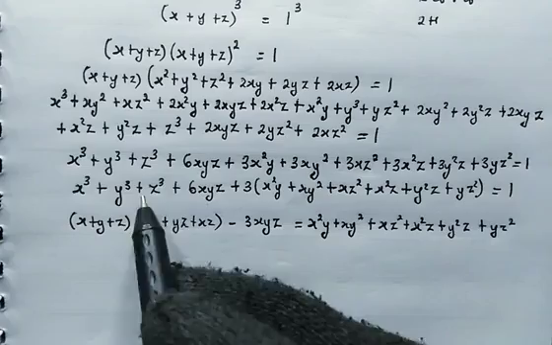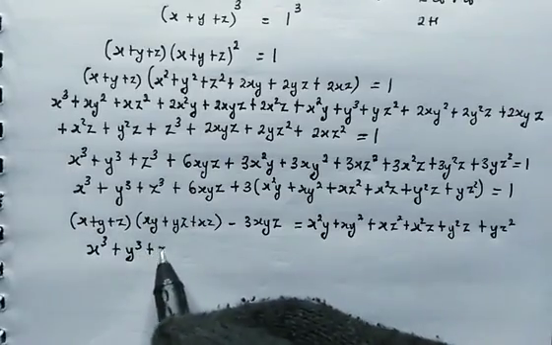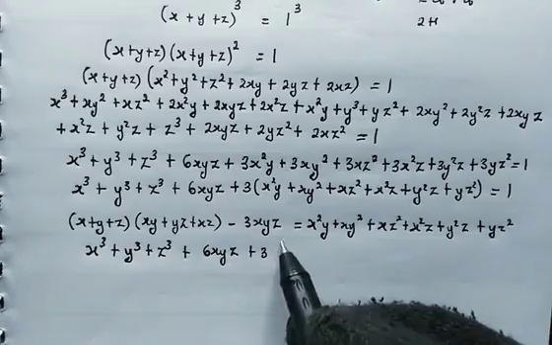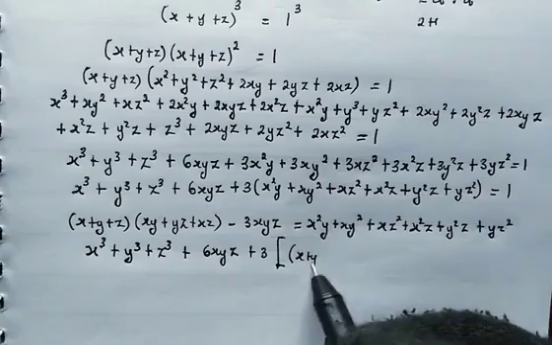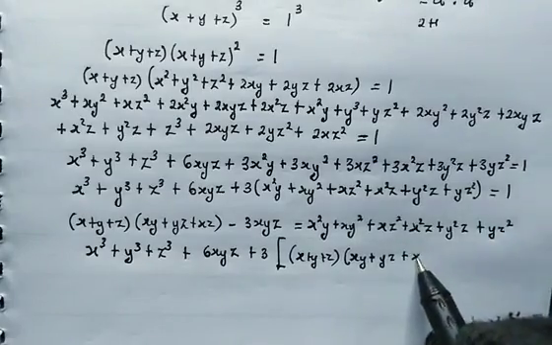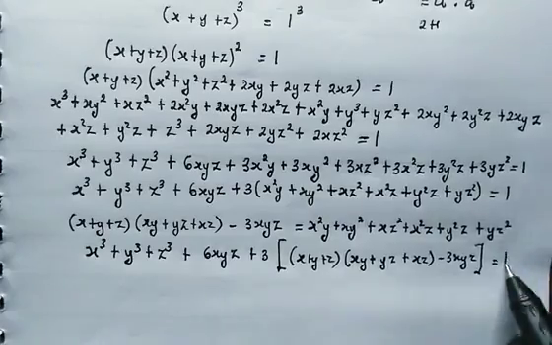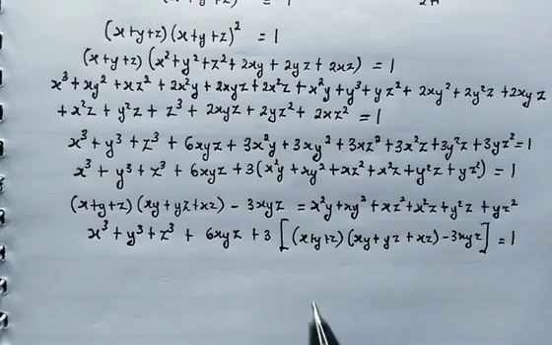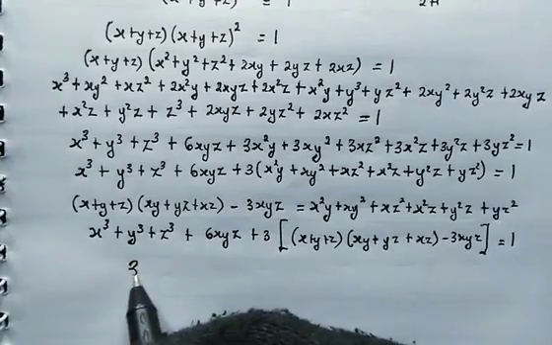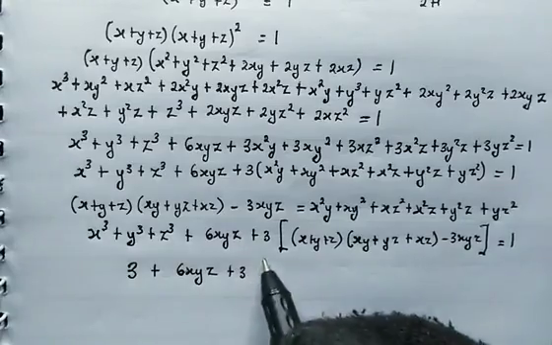Here, x cubed plus y cubed plus z cubed, that is what we have right over here, then plus 6xyz, then plus 3. Now in the bracket here, we're going to have the product of x plus y plus z and xy plus yz plus xz minus 3xyz. Then the whole of this equals 1. Now make a substitution, then solve for xyz. Now x cubed plus y cubed plus z cubed according to the problem equals 3. So we have 3 plus 6xyz. Then plus 3 into brackets here.